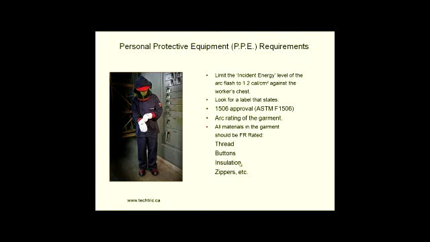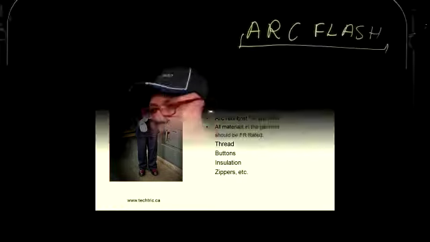Then all materials and garments should be flame resistant rated, which means thread, buttons, insulation, zippers, etc. Everything should be flame resistant. We have seen the pictures of what arc flash does. We want to be protected against as much as possible.